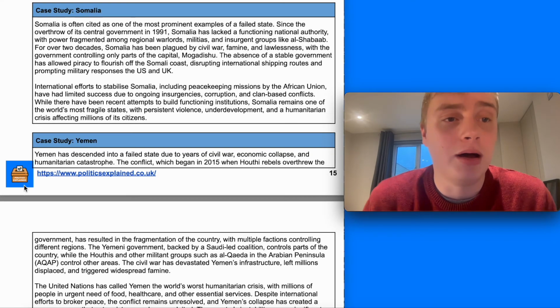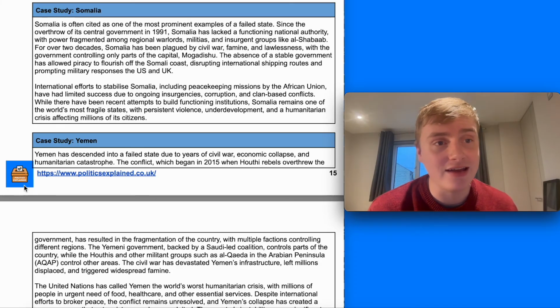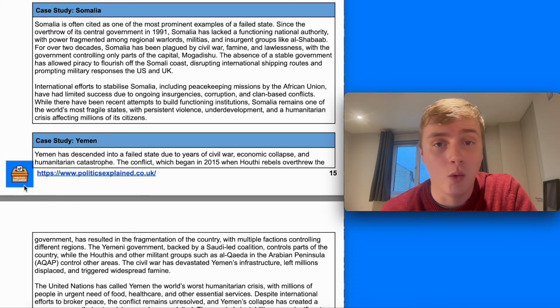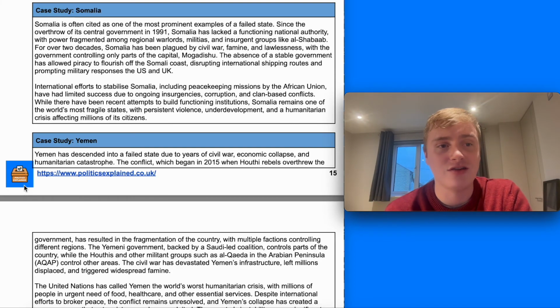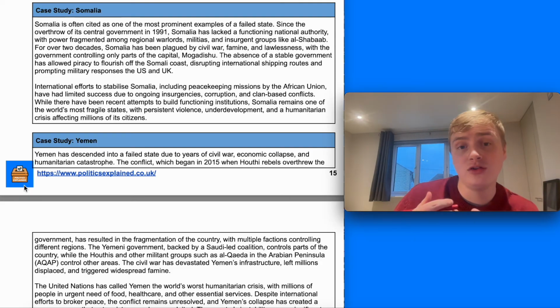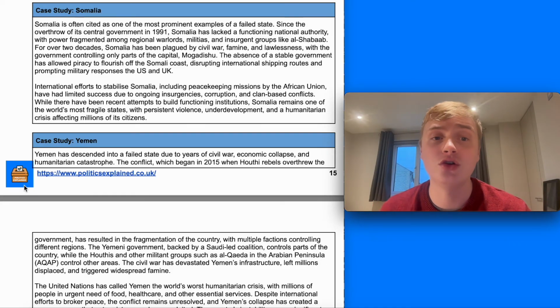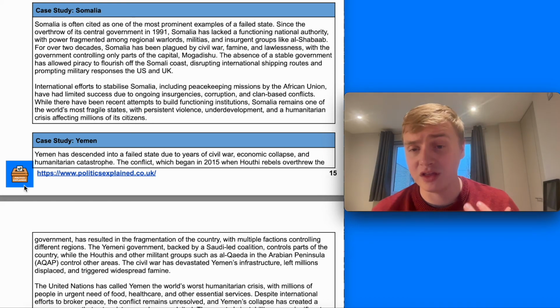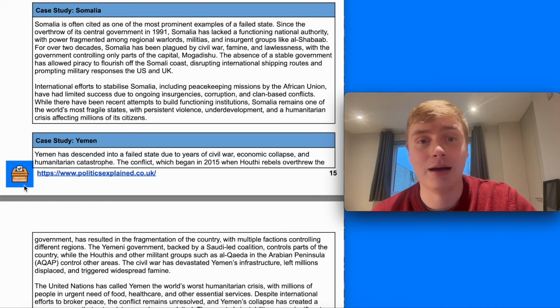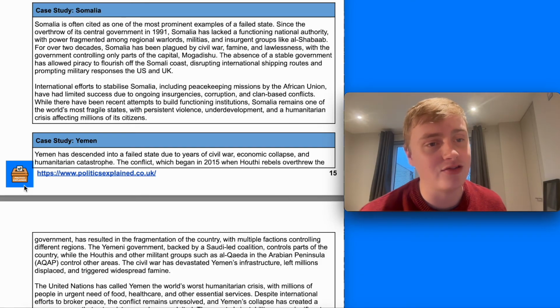So starting with Somalia, it's often cited as one of the most prominent examples of a failed state since the overthrow of its central government in 1991, where it's really lacked a functioning national authority. The power is quite fragmented among certain regional warlords, militias, and insurgent groups like Al-Shabaab, and for over 2 decades it was plagued by civil war, famine, and lawlessness, with the government only controlling parts of the capital, Mogadishu. And this, of course, led to piracy flourishing off the Somali coast, as I mentioned.